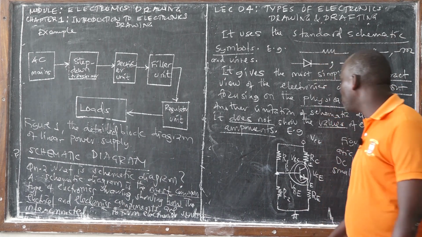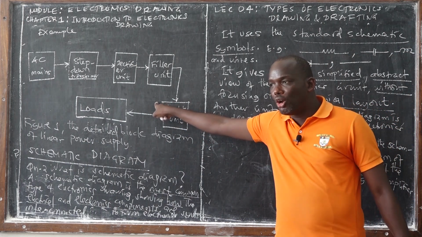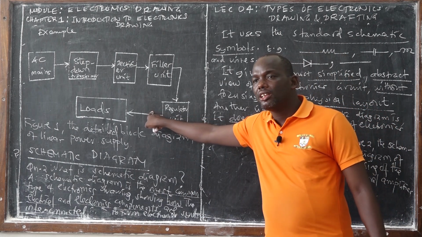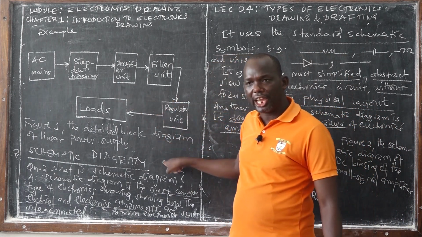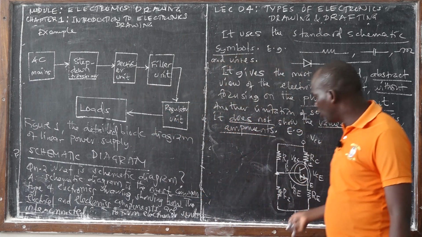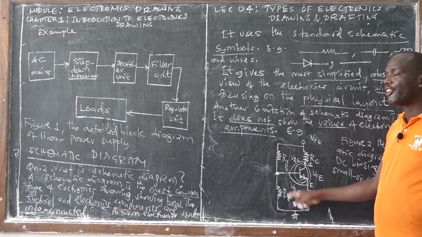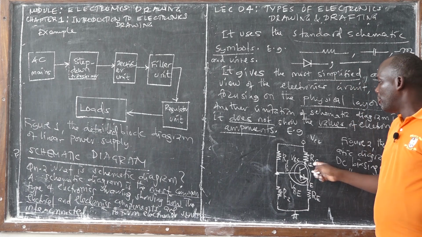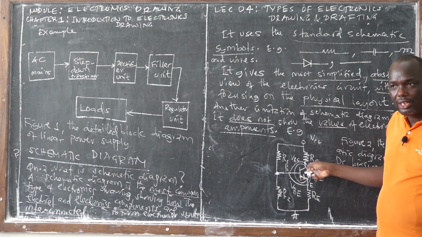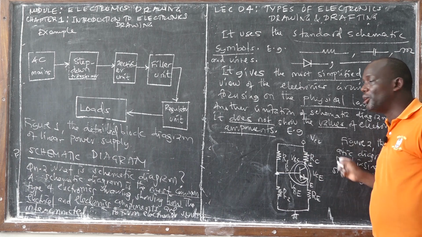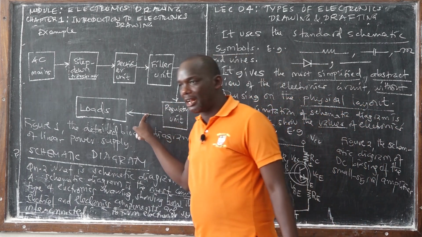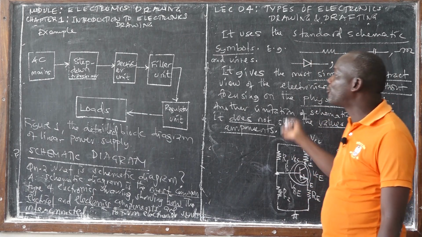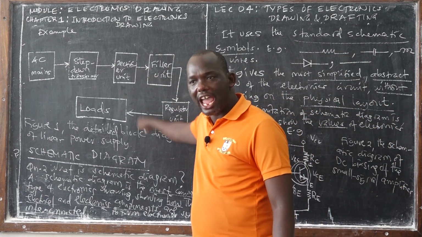So you may see the difference between a schematic diagram and a block diagram. Here we use blocks and arrows to present the idea. For this case, we are using electronic schematic symbols, which we call standard schematic symbols, and also use wires instead of arrows. But remember that there is a close relationship between schematic diagrams and block diagrams. We always develop, design, or deduce a schematic diagram from a detailed block diagram.